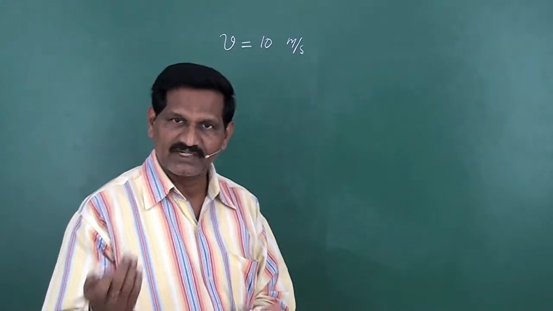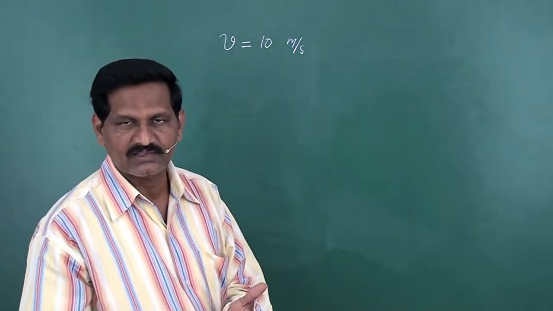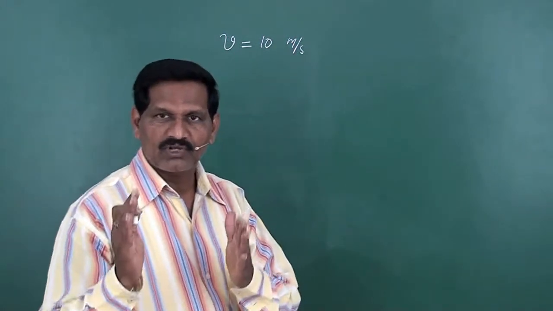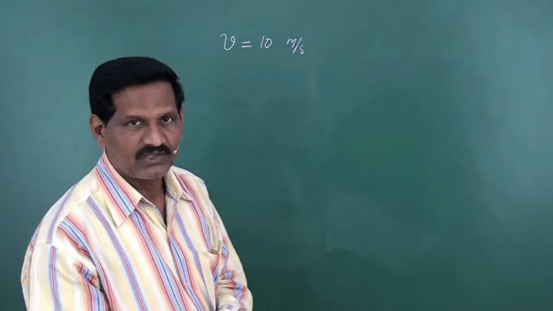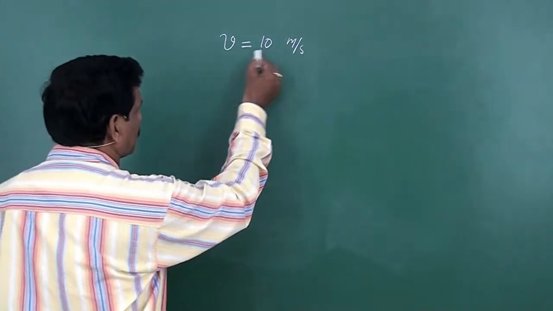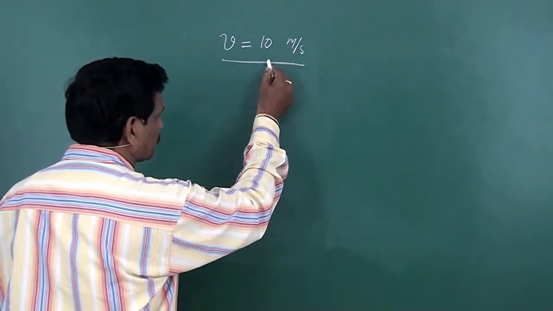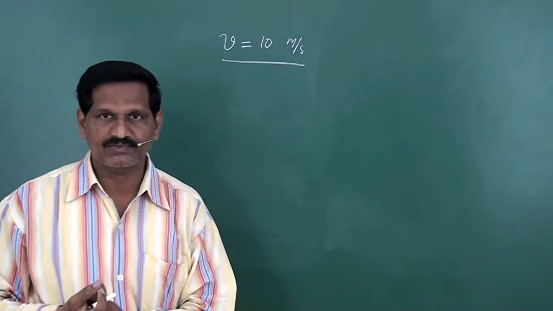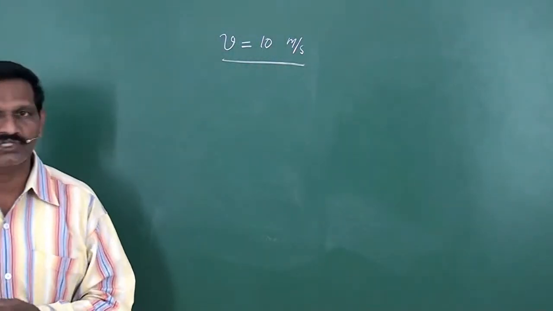So the velocity of the body after 10 seconds or 20 seconds or 30 seconds, whatever may be the time, remains the same value, that is 10 meter per second. So your answer is 10 meter per second even after 10 seconds. Okay? There is no change in its velocity.